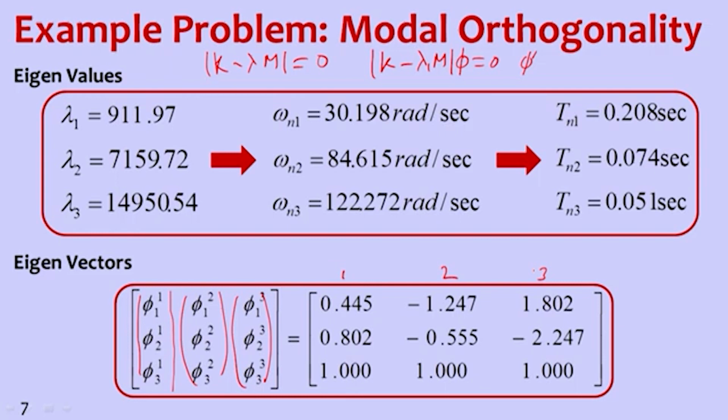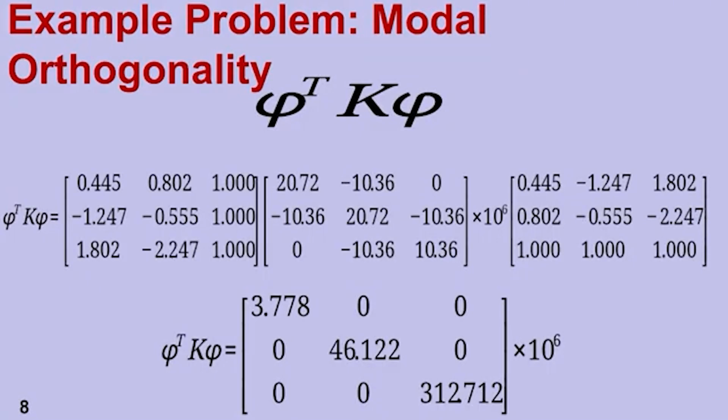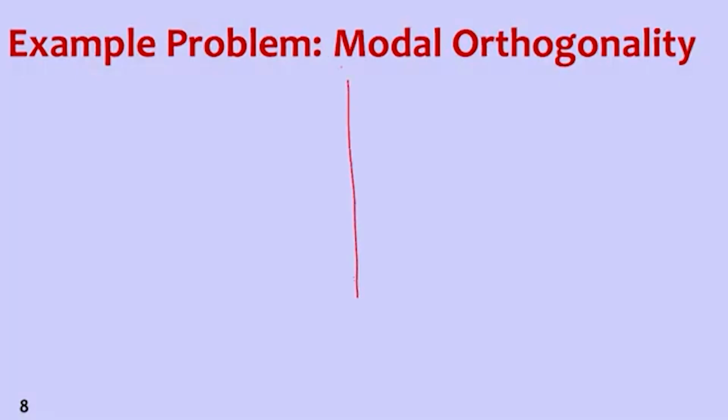So what we are trying to discuss in this class is how these things are orthogonal to each other. Matrix-wise, if we solve phi transpose k phi, where phi transpose is the modal matrix, this is k, and this is phi. If you solve this, we get diagonal terms. How do we multiply? First this and this we multiply, and the product of that we multiply with this one. So we will get this matrix. But let us discuss how this has come.